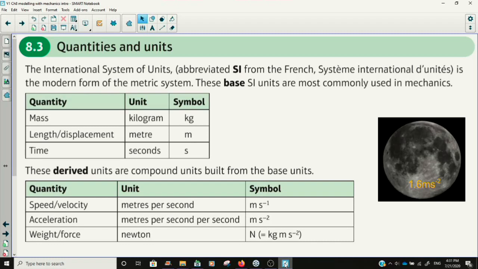And also the derived units, so things like speed or velocity, which is in meters per second. If you were given a speed in kilometers per hour, you'd need to be able to convert that into meters per second. All the things that you work out in this year have to be in these standard international units. So let's do a little bit of practice and see how you get on with that.